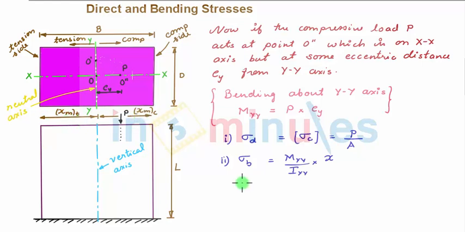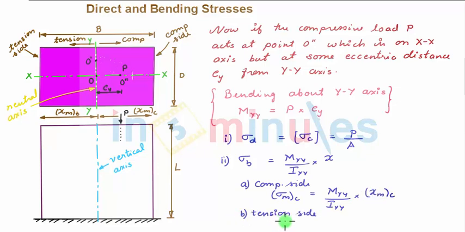So on the compression side, we'll have sigma max of compression is equal to MYY by IYY into X max of compression, whereas on the tension side, we'll have sigma max of tension is equal to MYY upon IYY into X max of tension. Now due to symmetry of the cross section, sigma max of compression is equal to sigma max of tension.